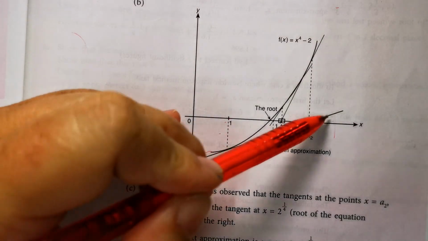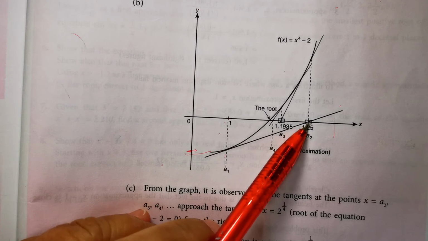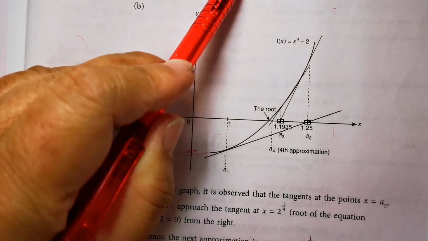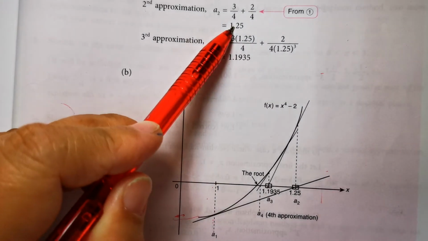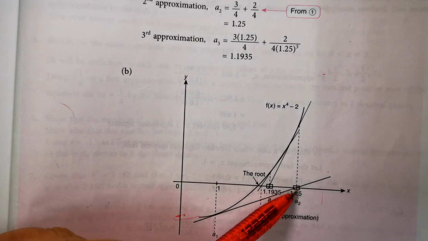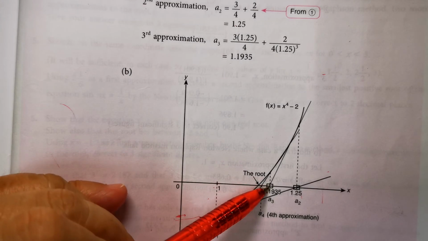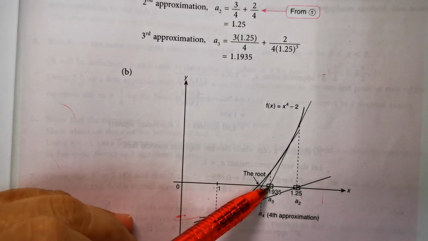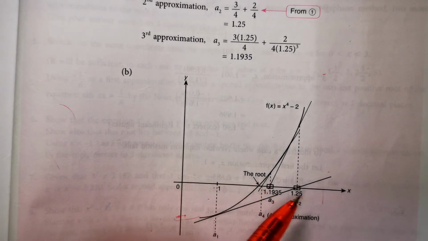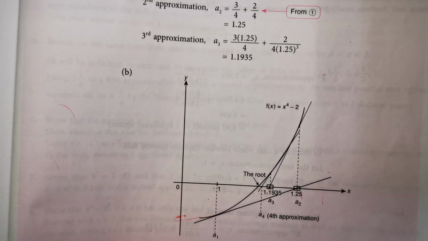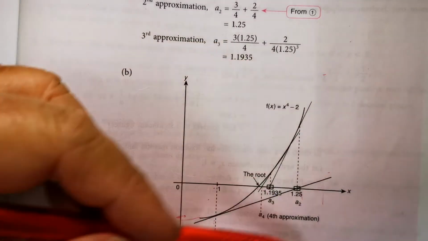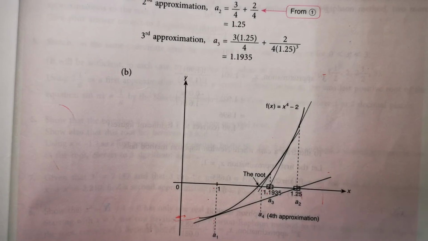Then we draw the tangent, and we get the next one, 1.25. From here we draw another tangent, and the tangent comes here, which is 1.1935. You see that the next one is actually closer and closer to the actual root. This is what they want you to show: the concept of how to use the tangent to get the approximate value of x.